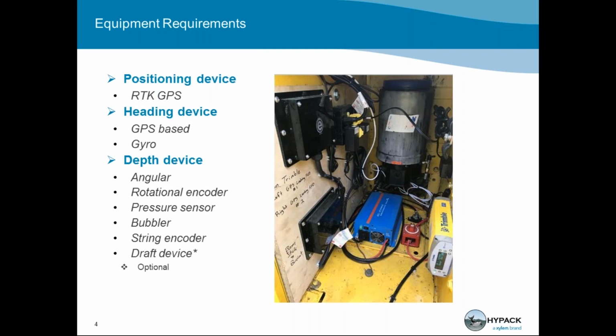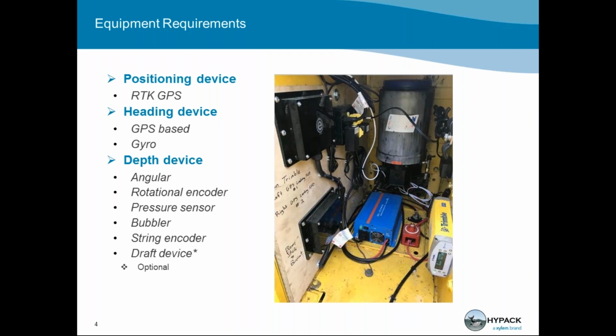Also need a heading device. The heading can come from a GPS system or it can be a gyro system, an old school gyro system. 95% of the time we see heading coming directly from GPS. So you can typically get one GPS that serves for RTK GPS and heading. And then we have our depth devices.